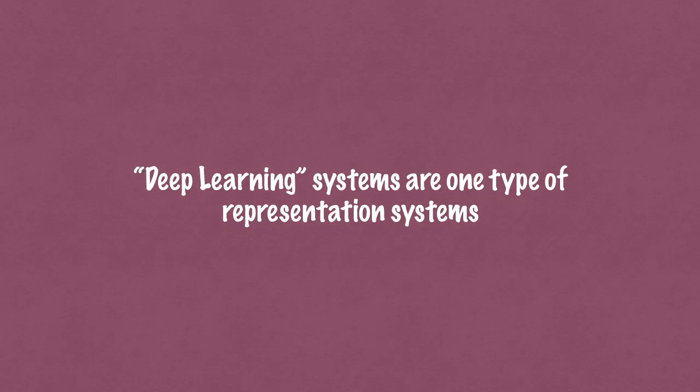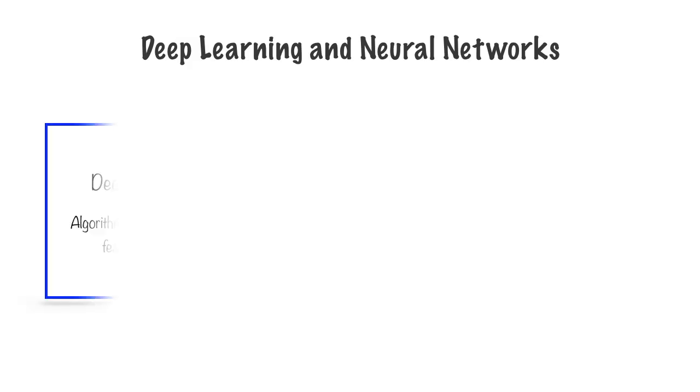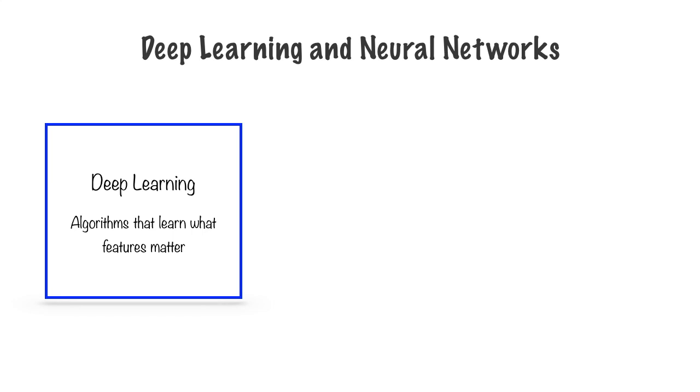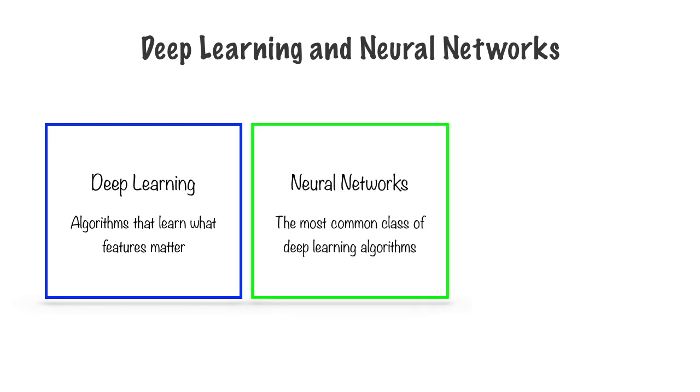Deep learning systems are one type of representation systems. Here are some basic concepts that we'll cover in this video and some of the videos which follow this. The first is the idea of deep learning, which are basically representation algorithms which look at a huge data set and figure out what features are significant, what features matter. Neural networks are one kind, or in fact, the most common kind of deep learning algorithms.